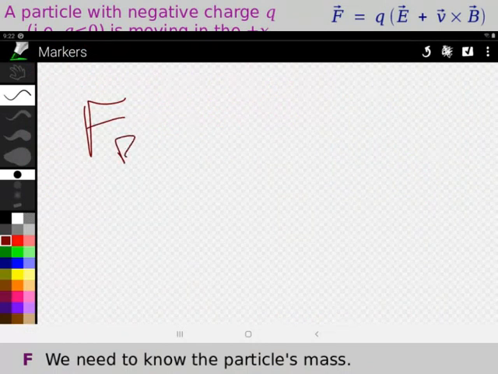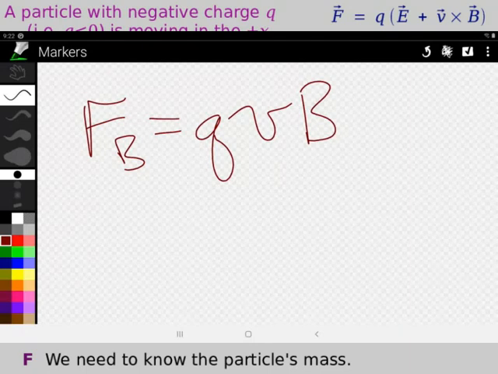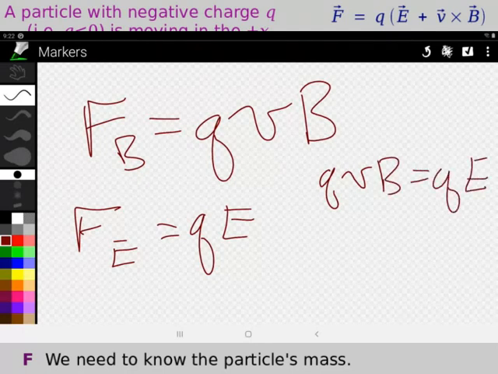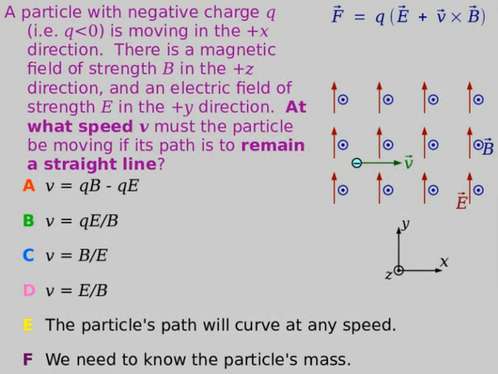The magnitude of the magnetic force is QVB, right? We've already figured out that it's in the plus Y direction. The magnitude of the electric force is just QE, because it always is. So if we have QE in the minus Y direction and QVB in the plus Y direction, we have to have QVB equal to QE so that the plus and minus forces cancel out. So we need V equal to E over B. And so that says that the right answer in this case is D. The velocity has to be E over B, and then it will keep moving in a straight line.